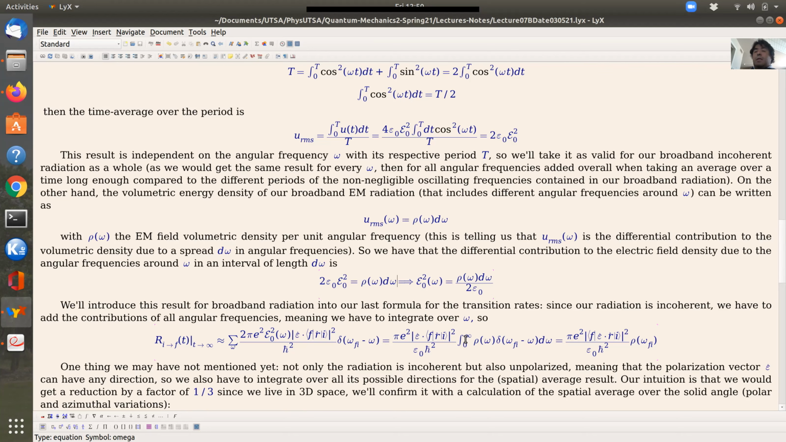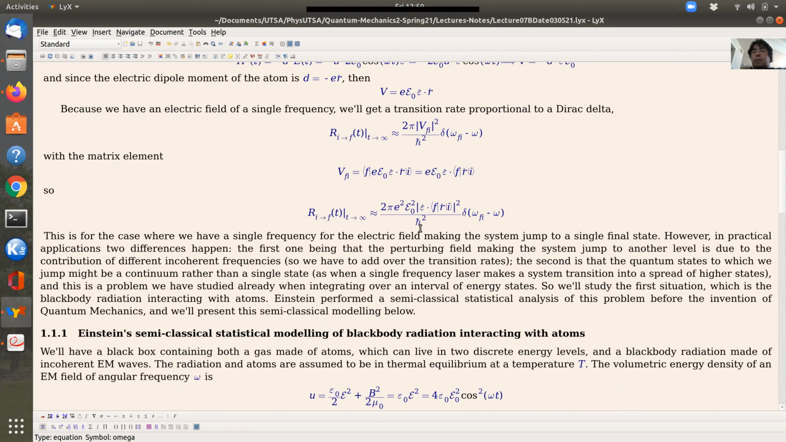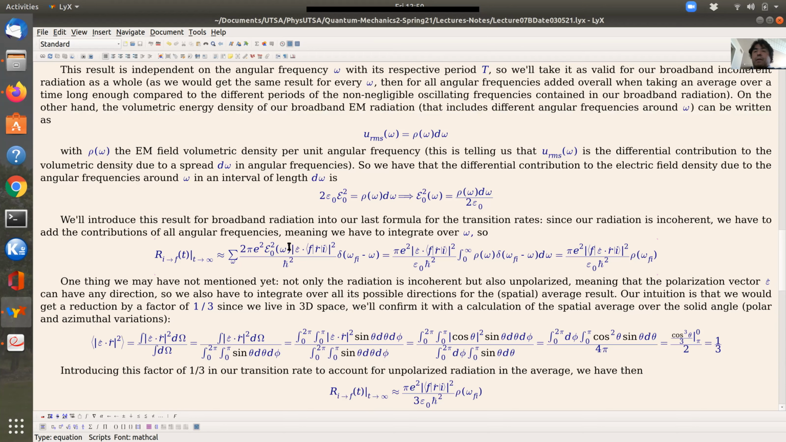The proper way to do this is to take an integral over all possible frequencies, where we had the term E0 squared, which is preserved when we have the sum of different frequencies, and we know that it's related to the density per unit angular frequency. So when we perform the integration, we had to include this density in the integration process. Everything else is constant for the purpose of integration with respect to angular frequency omega, except the density and the Dirac delta. And we're integrating over the domain 0 to infinity.